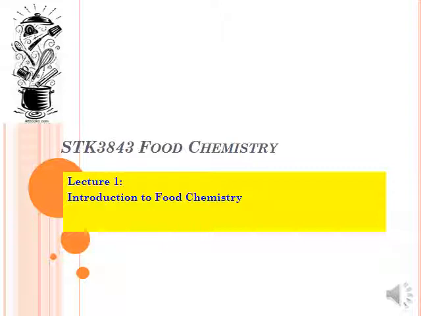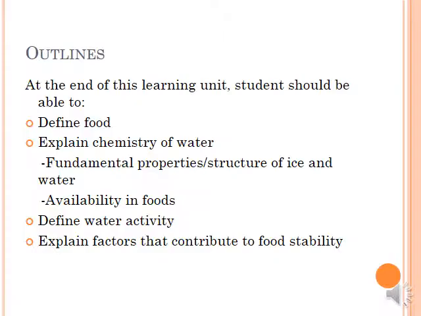So today we will start off with the first learning unit, which is Introduction. So this would be the outline for this learning unit. You should be able to define food. Secondly, explain the chemistry of water, which includes the fundamental properties or the structure of ice as well as water. You have learned this before in other courses. And how does this structure of ice and water affect food properties, and its availability in food?